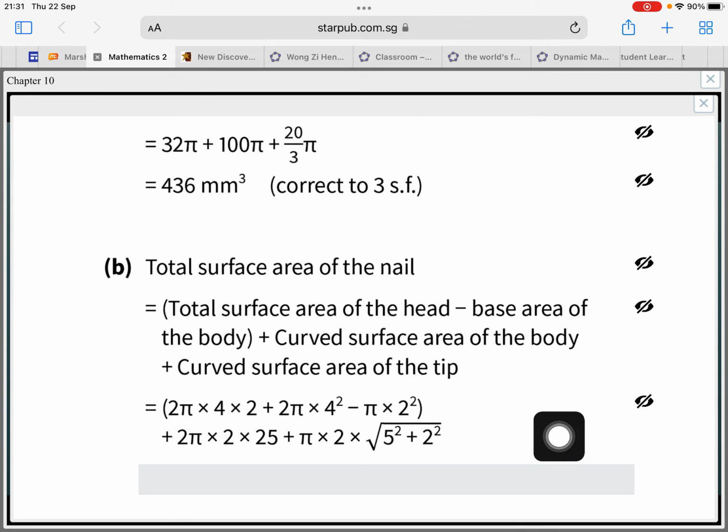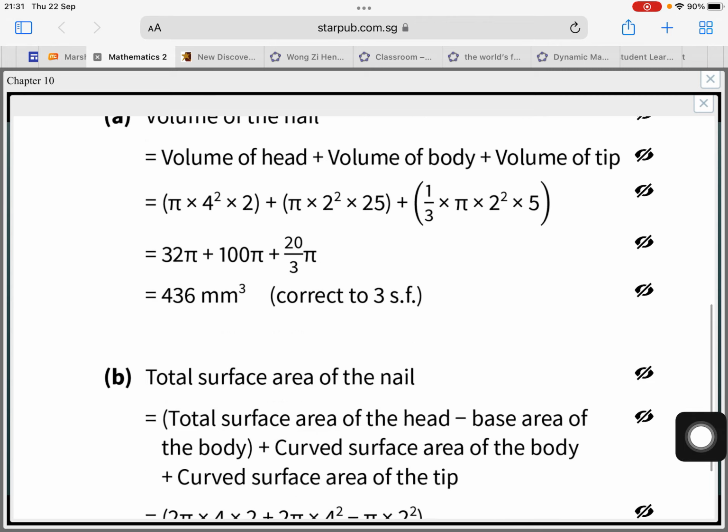Then of course that's just the curved surface area. You also need to take note of the two circles here. So this is pi 4 square minus pi 2 square, the bigger circle minus the smaller circle. How come there's 2 of these pi 4 square? Because they are trying to account for this side of the head and the green side that you see over here. Then after that you go to this curved surface area.